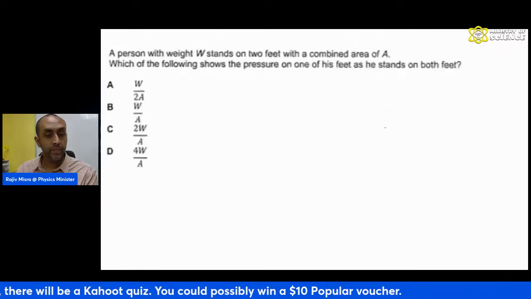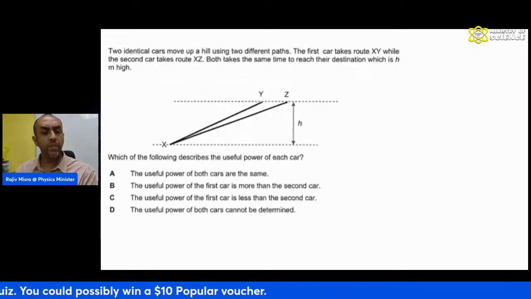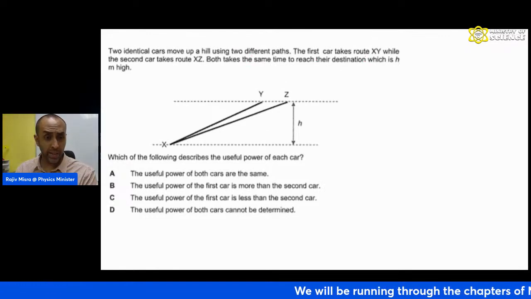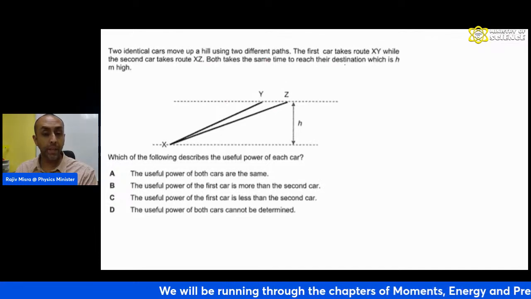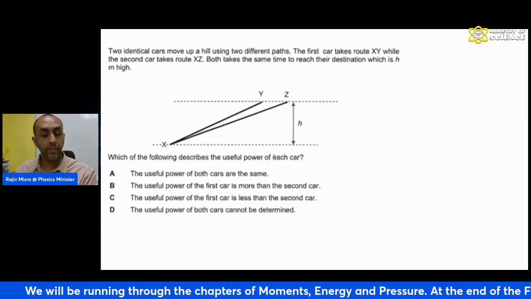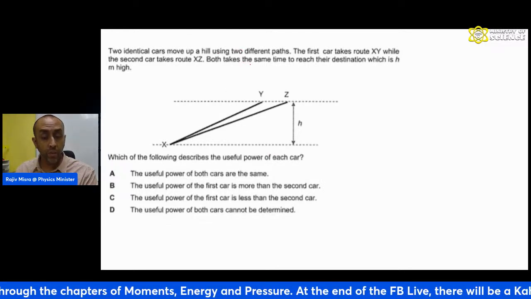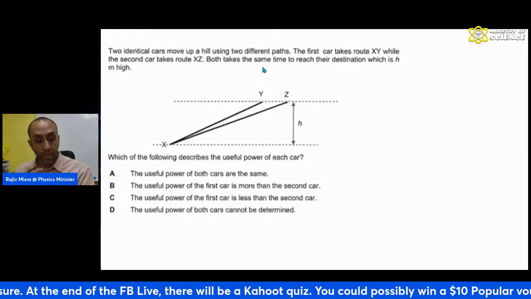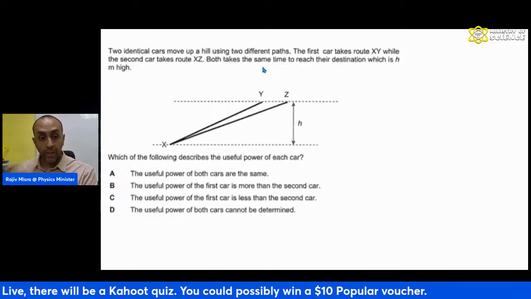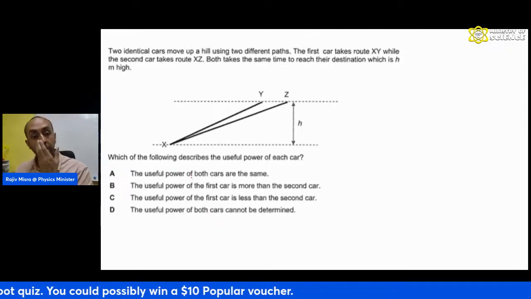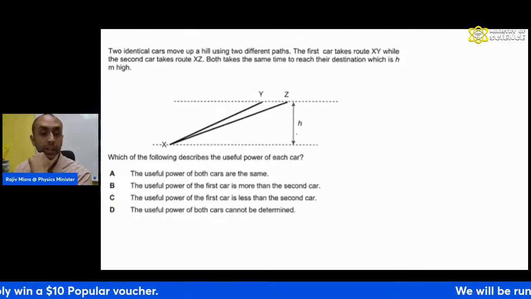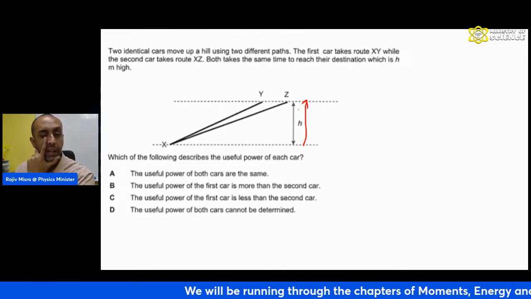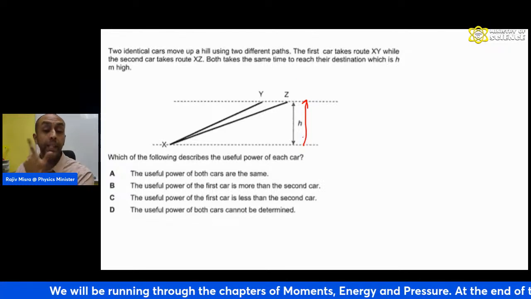Okay. For this, two identical cars move up a slope, different paths. First car takes route XY, second takes route XZ. Both take the same time to reach the destination. Now, the problem with this question is that they never told you if the friction is being accounted for or not. So that is one part that is going to be a problem. And because you don't know the friction, let's say we talk about useful power. Useful power means the energy used to go upwards. Also, you have to assume that the kinetic energy is the same.